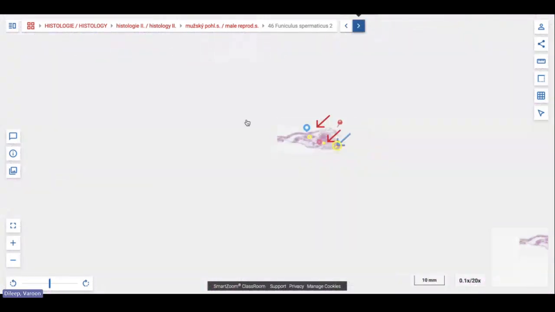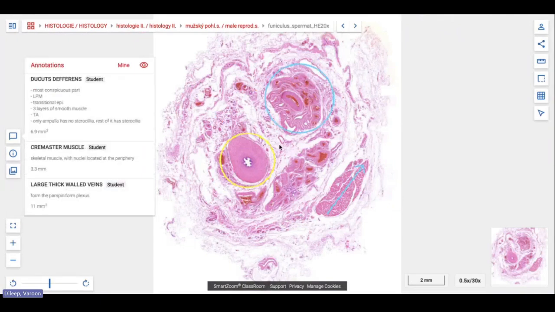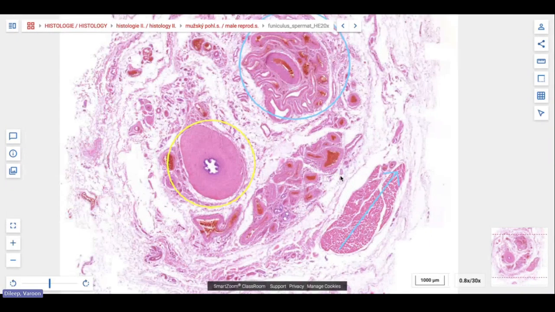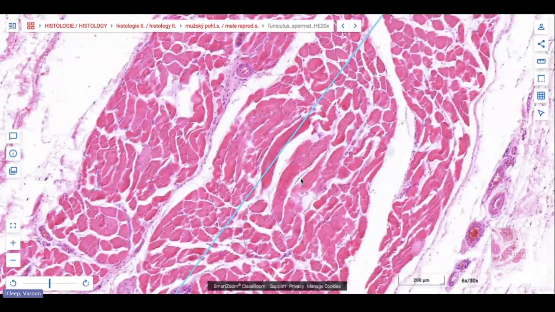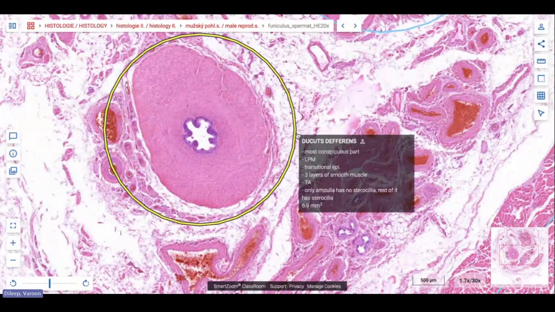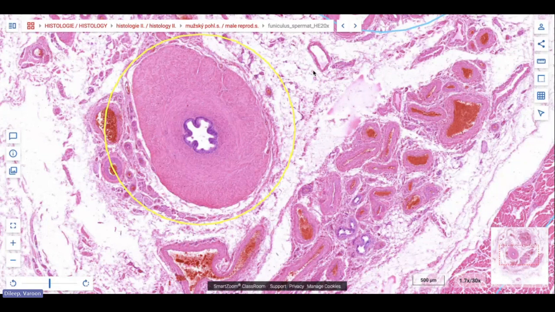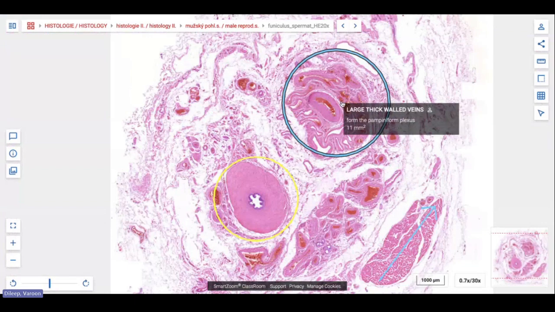When we look at the other slide, it's essentially the same. It has the same features. As you can see, this is the cremaster muscle because it has the nuclei located at the periphery. And then this is the ductus deferens. Again, the same properties: tunica mucosa, tunica muscularis, tunica adventitia, and then this would be the thick-walled veins.